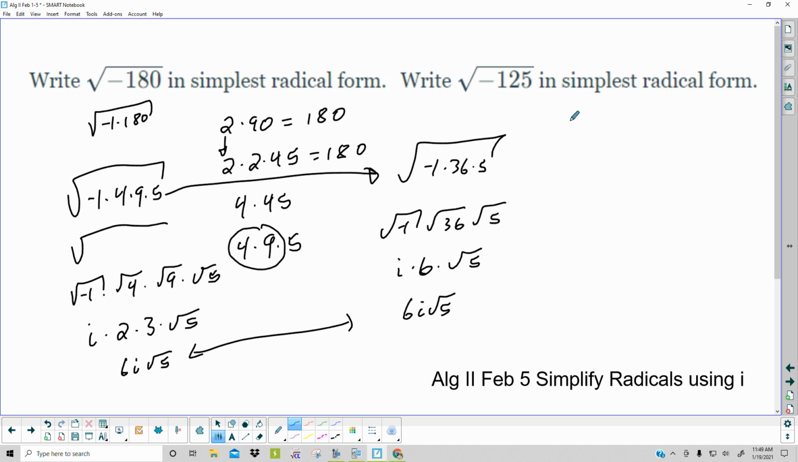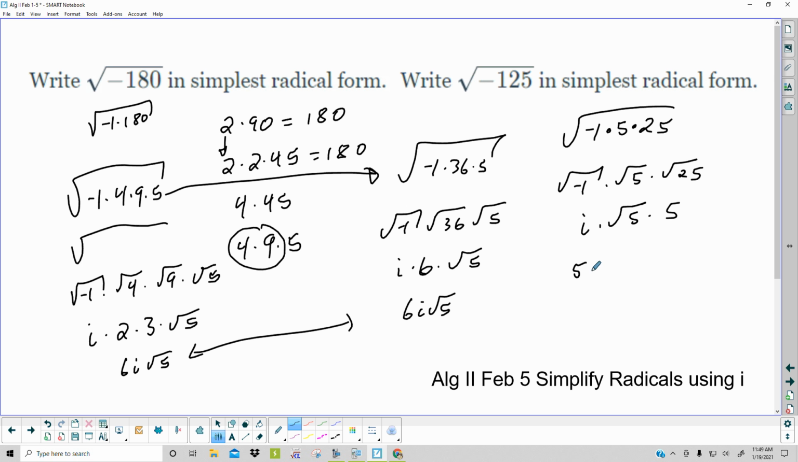Negative 125. Okay. Negative 1 times, how about 5 times 25? Okay? So that's the square root of negative 1 times the square root of 5 times the square root of 25. So that's i times the square root of 5 times, this is worth 5. This 5 has to come in front. So it becomes 5i square root of 5. Because these are all products. Okay? So it just is 5i square root of 5.